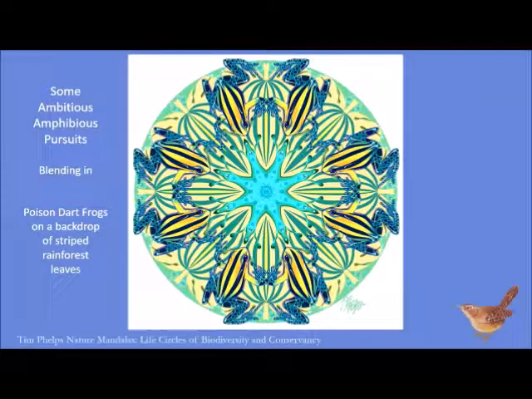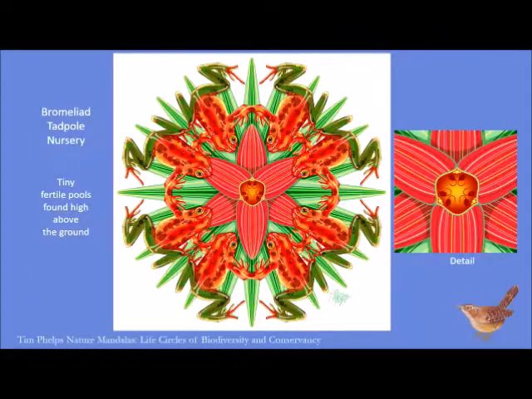These are some poison dart frogs, and the fact that they are so well hidden is that the stripes in the leaves and the stripes in their bodies coincide. And these are some dart frogs that have a tadpole nursery up in bromeliad flowers. These are considered temporary pools, and so the eggs were laid, the tadpoles develop, and they crawl out of these spaces. I found that just to be really fascinating.